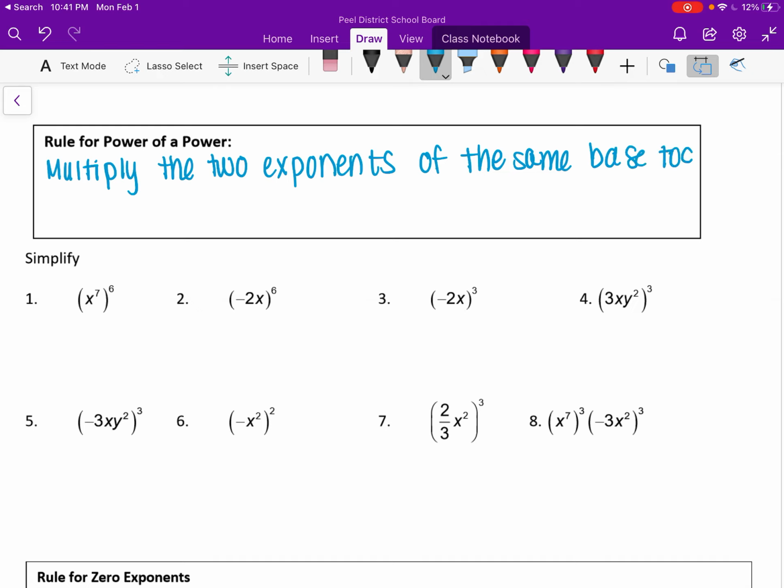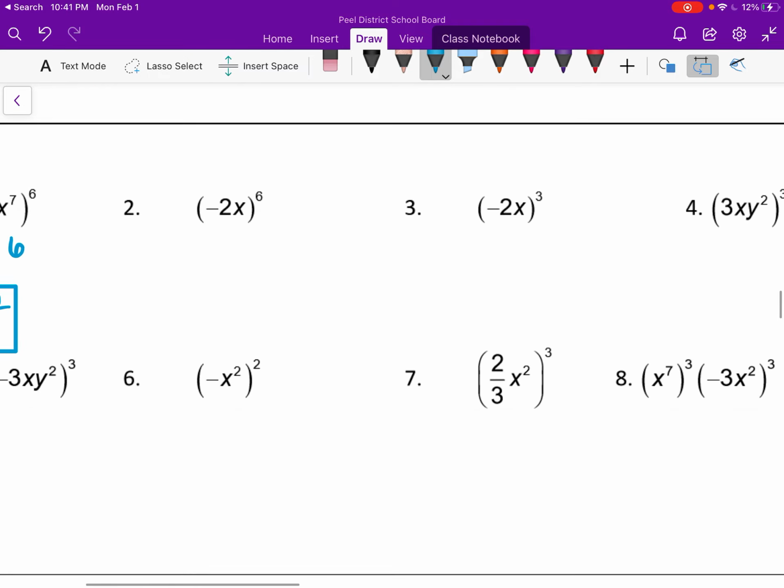So when you have something like x to the power of 7, bracket to the power of 6, now you got to multiply. You got to do x to the power of 7 times 6, and it's going to become x to the power of 42. Right? And that's only if your power is to a power. If this was x to the 7 times x to the 6, you would do x to the 7 plus 6. Okay, so that's an important distinction to make. When do you multiply? When do you not?